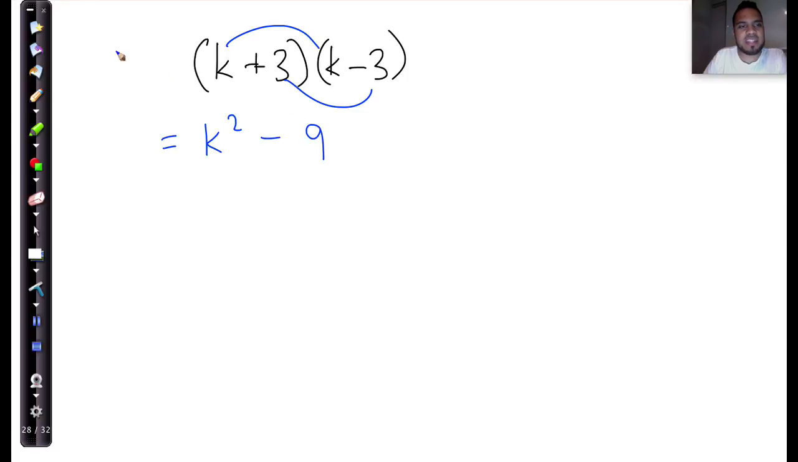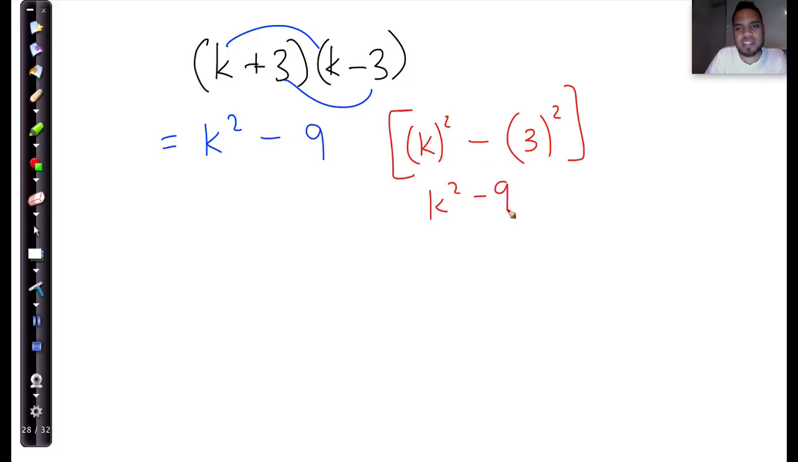Now remember, this over here is really the same as k times k, in other words k squared, minus, and this over here is just 3 squared. That simplifies into k squared minus 9. Okay, let's try another example. And remember, you must also try it the long way.